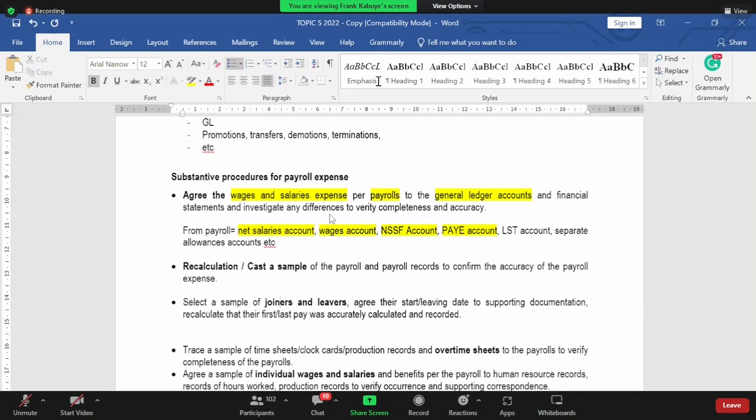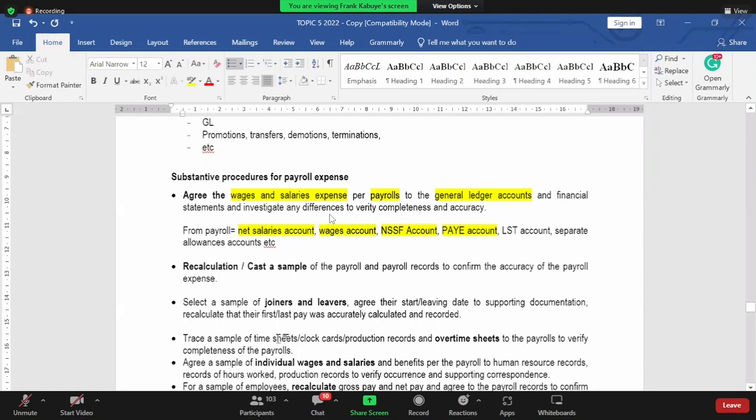Then also, workers fill in timesheets. Some organizations pay you for only the hours you worked. So trace the timesheets that pay to the payroll. If somebody worked for only 10 hours on the timesheet, in the payroll, how many hours have they been paid?